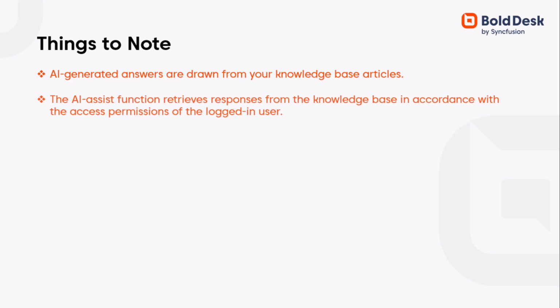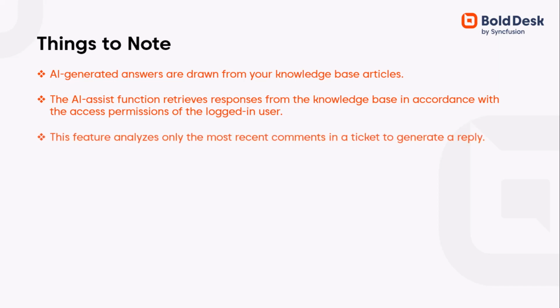Finally, agents need to remember the following things when using the AI Copilot. AI-generated answers are drawn from your knowledge base. Therefore, AI won't generate a response if you don't have KB documents related to the question. The AI Assist function is designed to retrieve responses from the KB based on the access permissions of the currently logged-in agent. Therefore, if the answer is available in the knowledge base, but the user lacks the necessary access rights to it, the AI feature will not source information from that knowledge base.